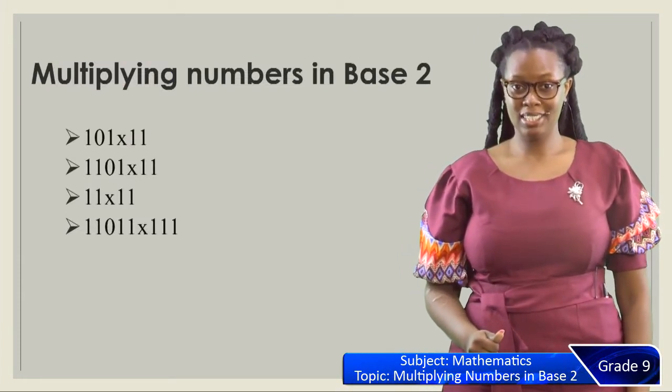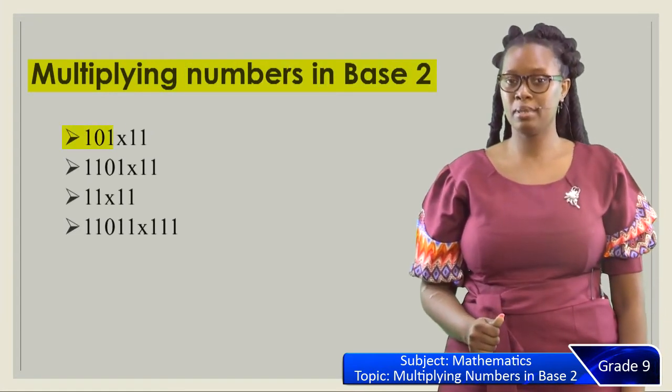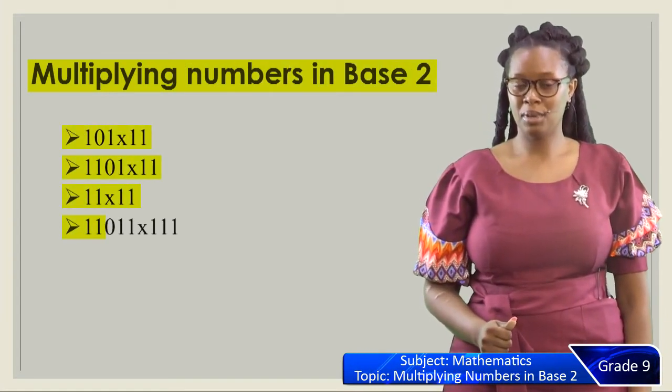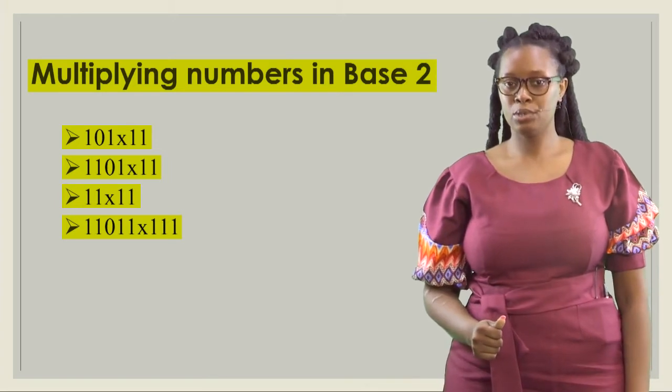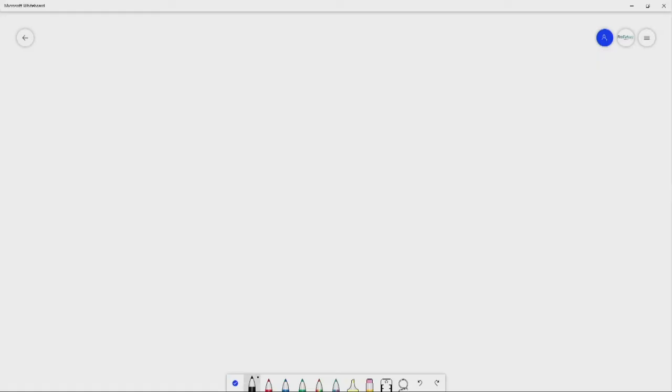We're going to actually get into the work. We're going to be multiplying numbers in base 2. I have 4 examples that we are going to be starting with, and then you're going to have an opportunity to try some on your own. The first example that we're going to look at is 101 multiplied by 11.